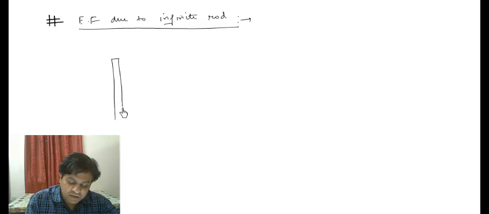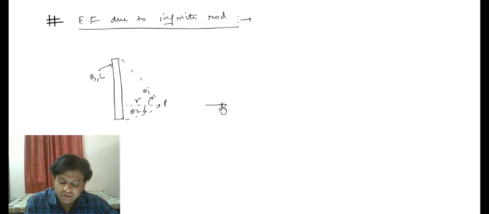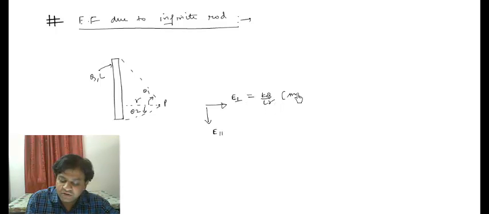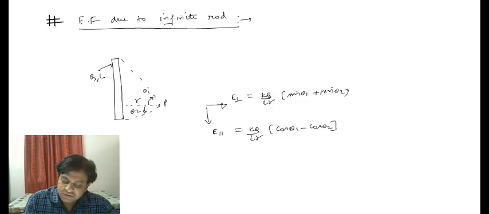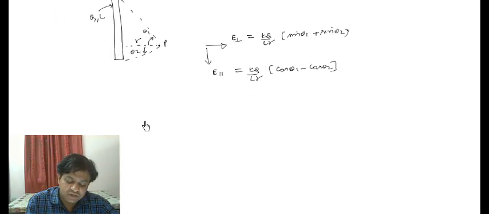If I have a rod having charge q, length L, and a point P at distance r, and if this angle is theta 1 and this angle is theta 2, then the electric field at this point P will have two components. One is perpendicular to the rod and the other is parallel to the rod. E perpendicular was kq by Lr (sin theta 1 plus sin theta 2), and E parallel was kq by Lr (cos theta 1 minus cos theta 2). So I'll be using these two results, the parallel and perpendicular electric fields, in order to get the electric field due to this infinite wire or infinite length rod, right?